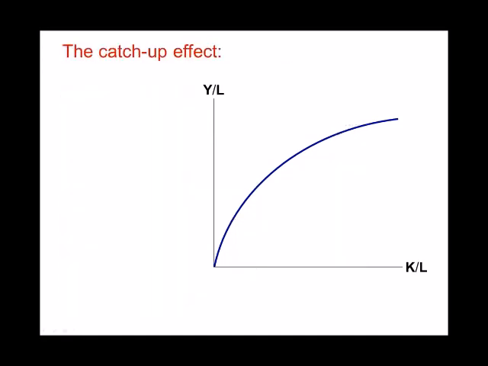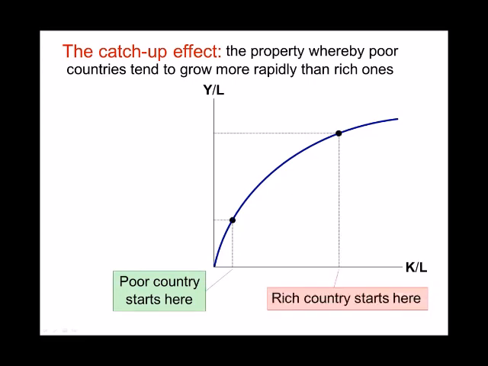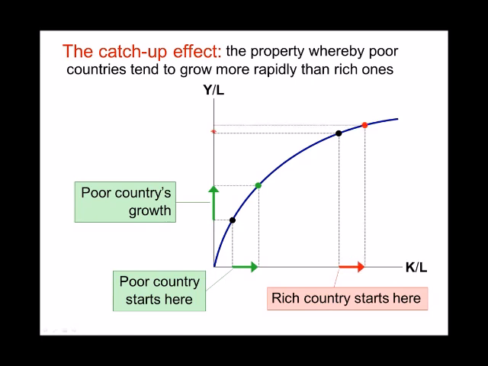Here we come up with the idea of catch-up effect. Catch-up effect is the property where poor countries tend to grow more rapidly than richer countries. So if a poor country doesn't have much capital and starts there, and a rich country has a lot of capital and starts there, if we give them both the same amount of capital, then the poor country will grow at a faster rate, or the productivity will grow at a faster rate than the rich country.